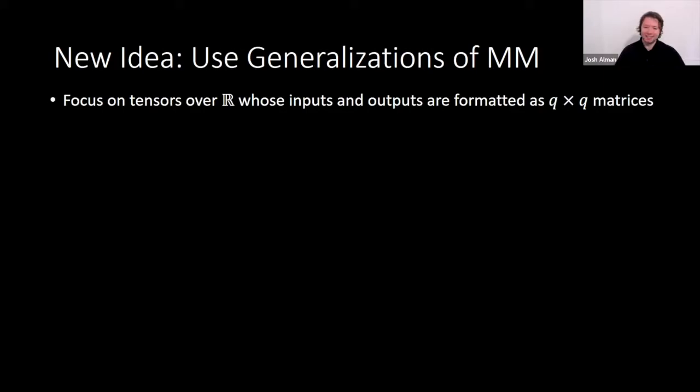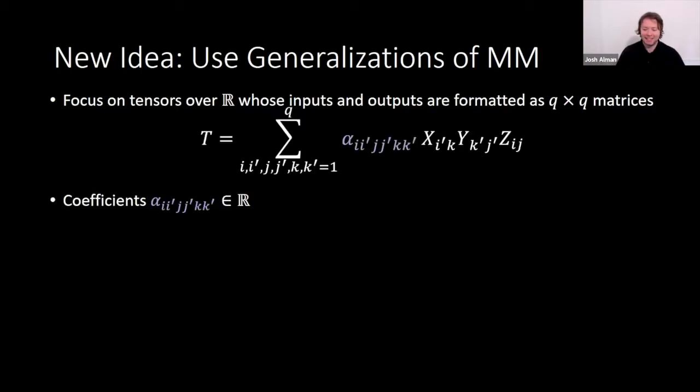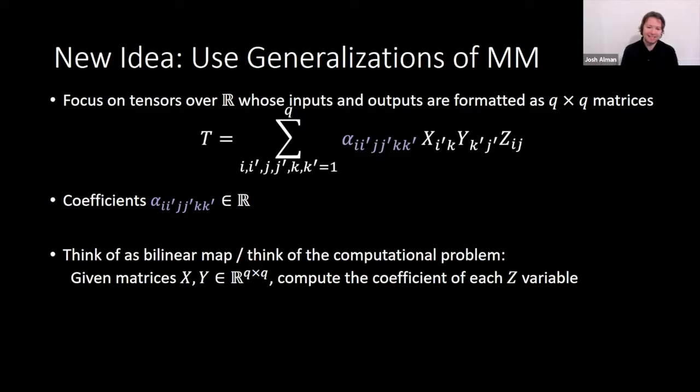Let's get started. So again, the new idea is to use generalizations that still look similar to matrix multiplication. In particular, I'm going to focus today on tensors over the reals. Maybe things would work with complex numbers, but let's say the reals, whose inputs and outputs are formatted as Q by Q matrices. So they look like this, where I'm summing over 6 different indices, and there are 2 indices for the X variable, 2 indices for the Y variable, and 2 indices for the Z variable, and my coefficients are real numbers.